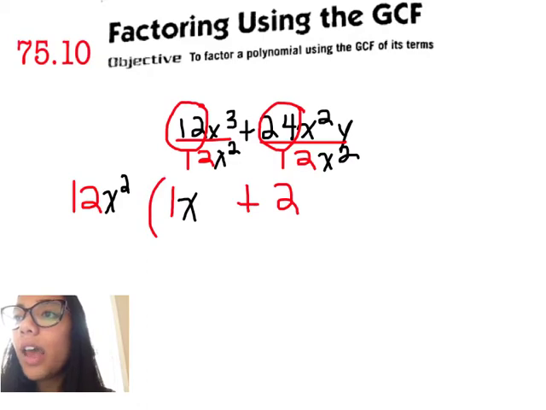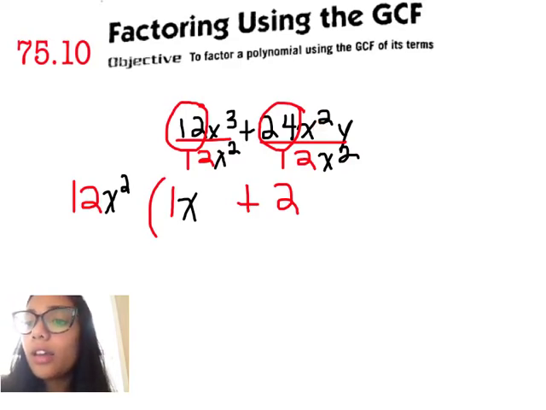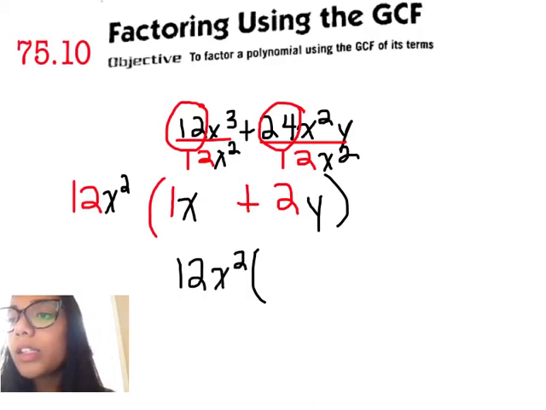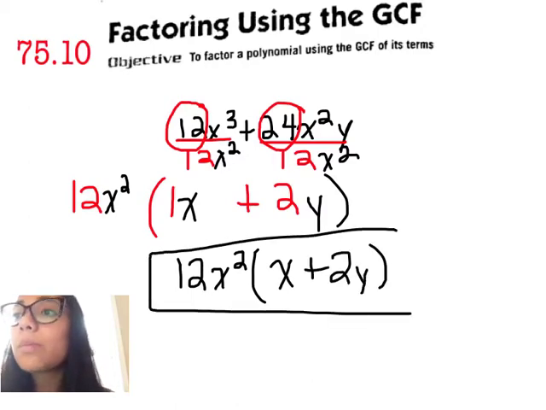plus x squared divided by x squared. 2 minus 2 is 0, so that's x to the 0th power, which means it goes away. And then I just have a y left over. Since I don't have a y on the other side, that means I just leave it there. 1x plus 2y. So if I wanted to make it simplified, I'd have 12x squared times x plus 2y. So now I'm going backwards. That is my answer.